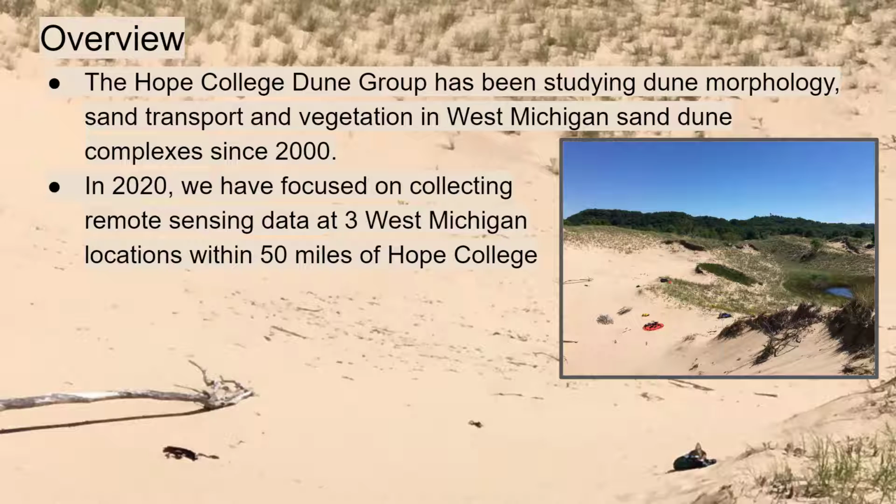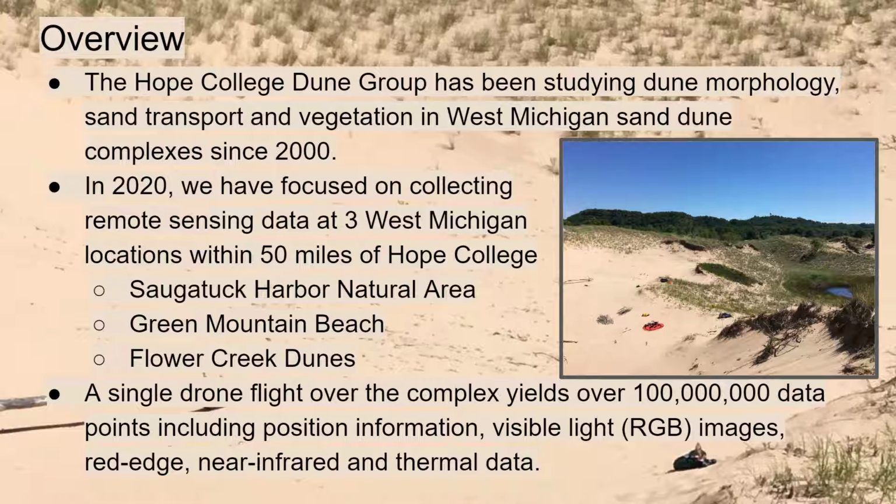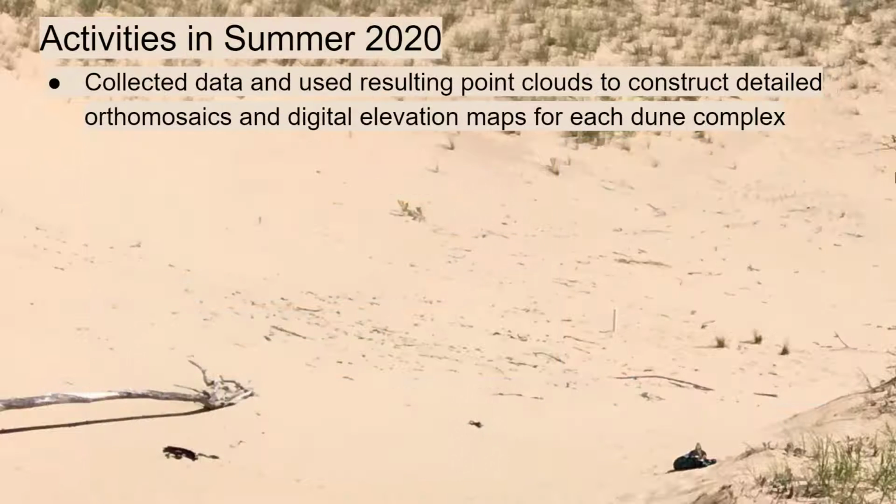In 2020, we've focused on collecting data in 3 particular locations in West Michigan, including Saugatuck Harbor Natural Area, pictured here, Green Mountain Beach, and Flower Creek Dunes. A single drone flight yields over 100 million data points, and this includes multispectral information and precise position information. The multispectral information includes visible images, red edge, near-infrared, and thermal data. In summer 2020, we've engaged in the following activities.